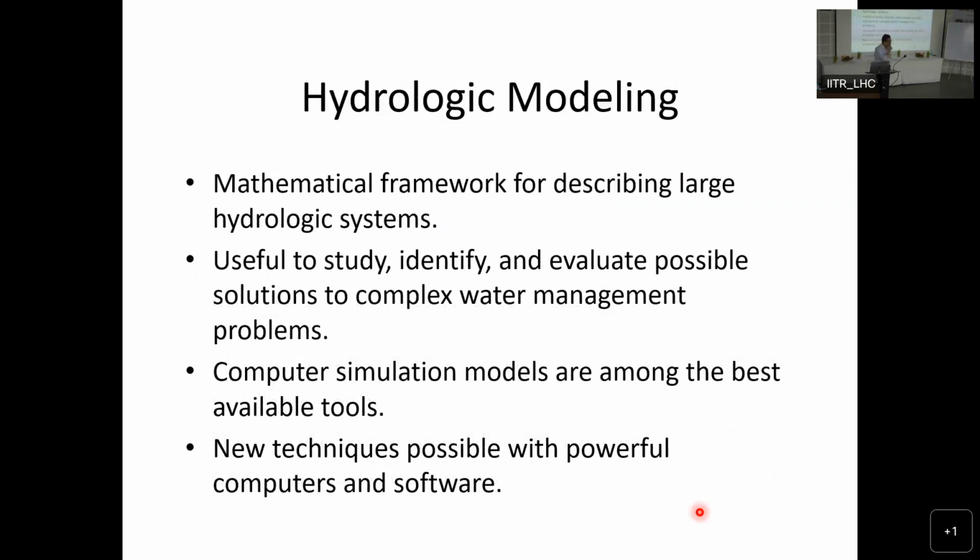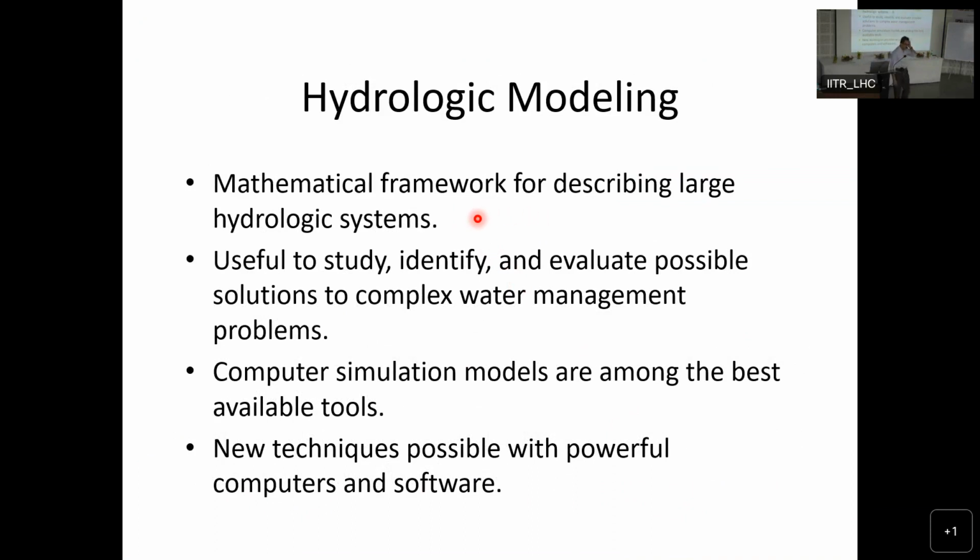To address some of these challenges, hydrologic modeling is a tool that we employ. So some of the basic things that we have learned are essentially converted into computer models using differencing techniques, finite elements, finite differences, finite volume, what have you. We use this mathematical framework for describing even large hydrologic systems.